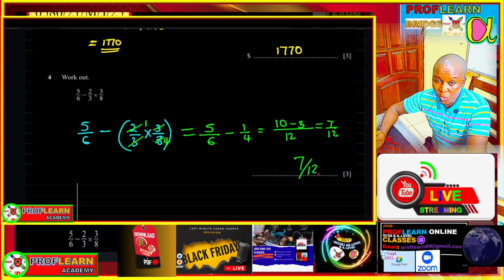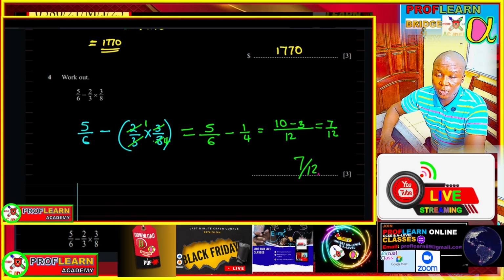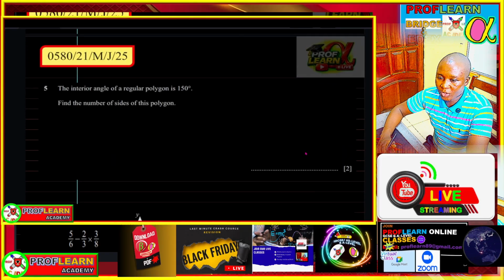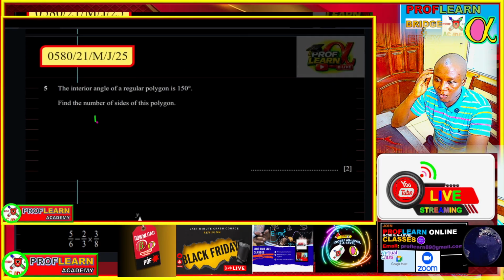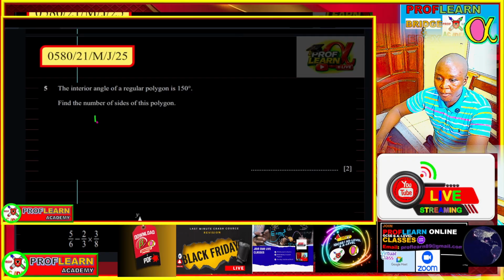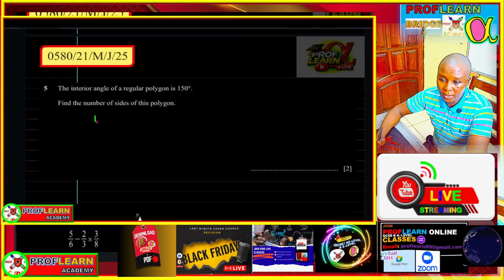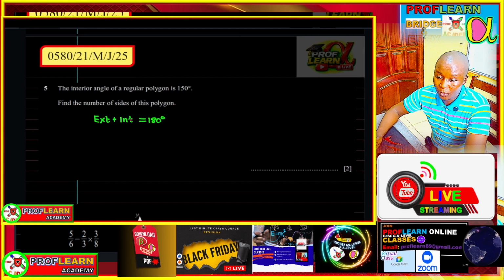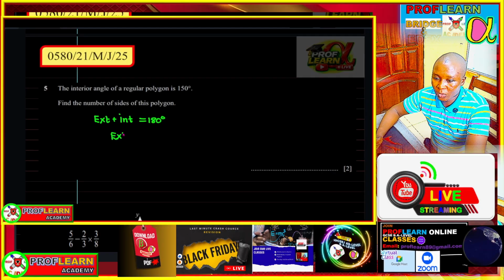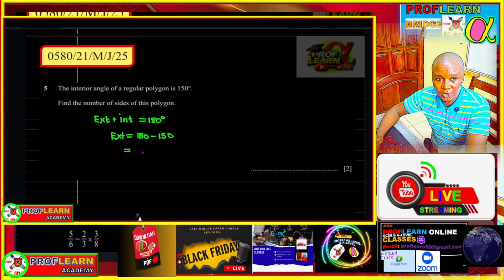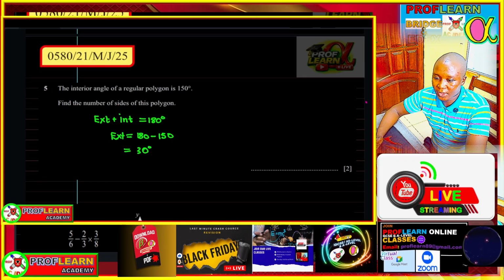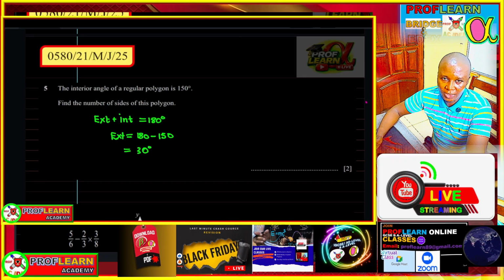So you will be expecting to see a question to do with fractions, and that is exactly what you're going to do. Moving to number 5, we are told that the interior angle of a regular polygon is 150. So something that you are supposed to remember in this question is that the sum of the interior and exterior angles add up to 180. And also the exterior angle is equal to 180 minus the interior angle, which means that 180 minus 150 is going to give us 30. So 30 degrees is the exterior angle.